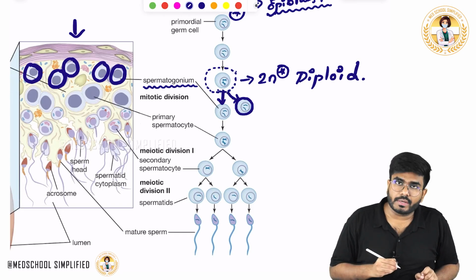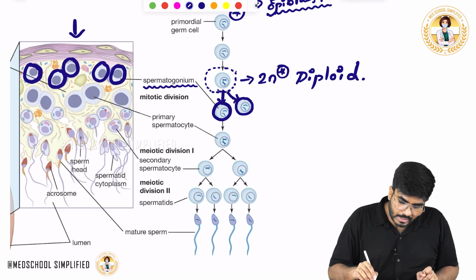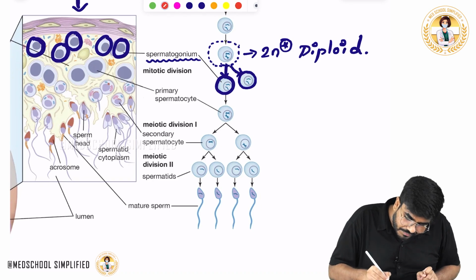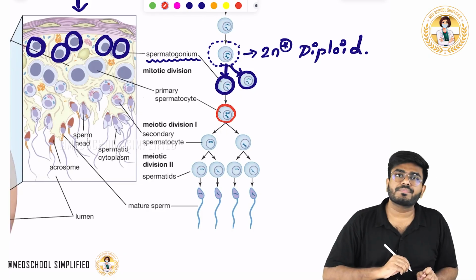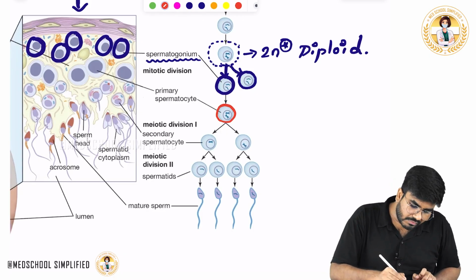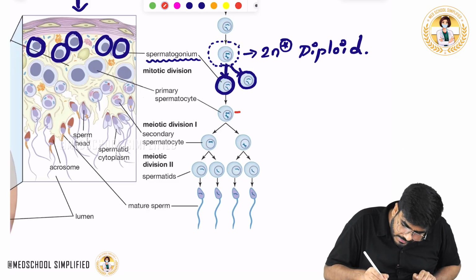Okay, they are diploid, so they are undergoing mitotic divisions and maintaining their cell population. Now, what they become is a primary spermatocyte. Sir, what exactly is this primary spermatocyte? Is it haploid or diploid? Look here, this is also diploid, it is also 2n.